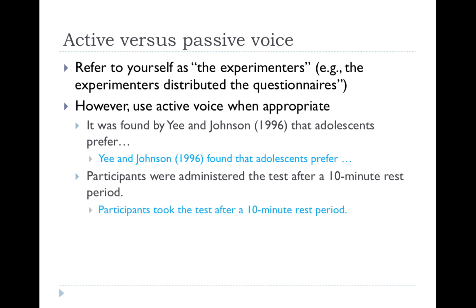Again, something about good writing style: you should use active versus passive voice. So refer to yourself as the experimenter. Don't use, I did this or we did this. Try to use active voice whenever possible. And just kind of applying general writing rules that would apply even to any other paper, and even in an English class.